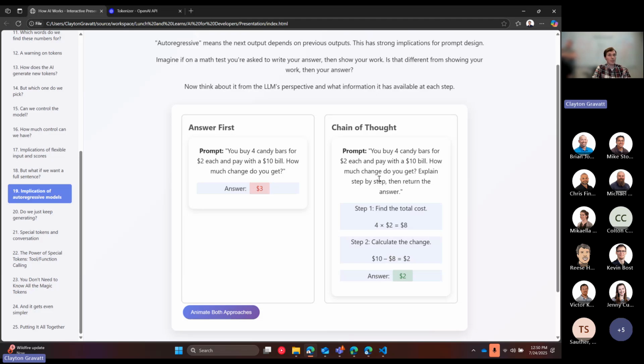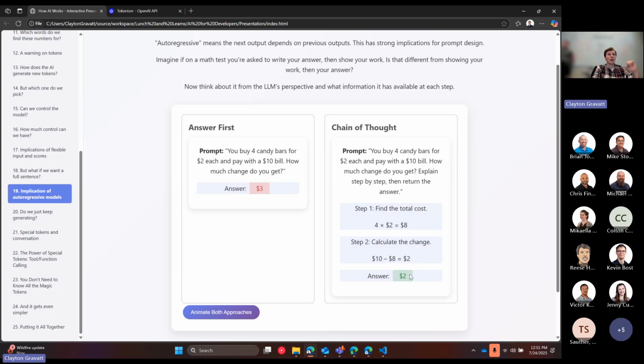Now instead, what if you ask it to explain step by step, and then return the answer? And we think about what calculations it's doing, what information it has available at each step along the way. As we're feeding tokens back in, it first writes step 1, find the total cost, and it has this operation it has to do. It's pretty simple, 4 times 2. It can probably get that, but that's 8. And then the next step, calculate the change, as it's building in. And we finally get to the point where it's having to give our answer to us.